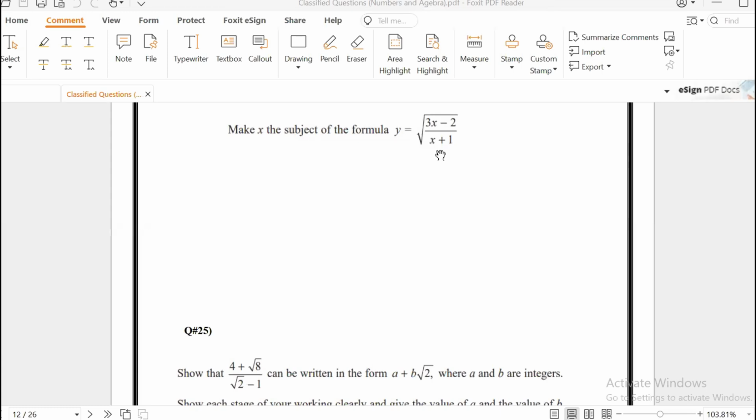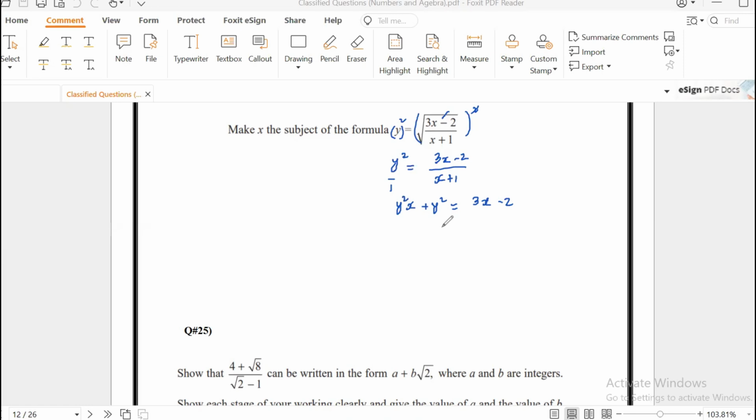Next, question number 24, we will see how to make the subject, and here they want us to make x the subject of the formula. For that, I will take the square on both sides so that I can remove the square root. The square can cancel the square root. It means we have y squared is equal to 3x minus 2 over x plus 1. And next step, we can think about cross multiplication. That means we have y squared x plus y squared is equal to 3x minus 2.